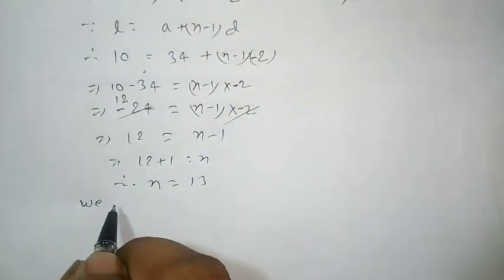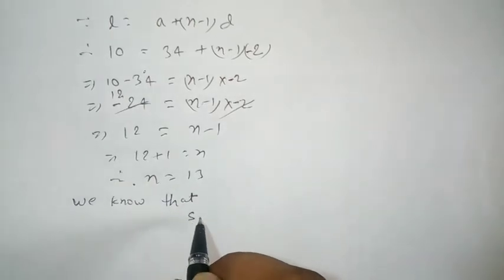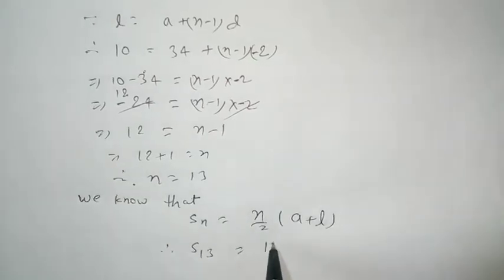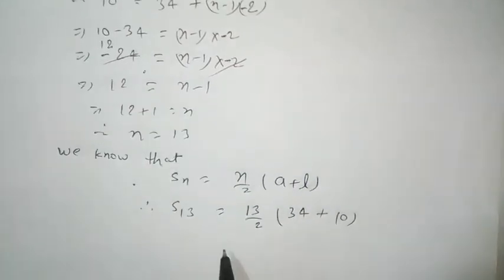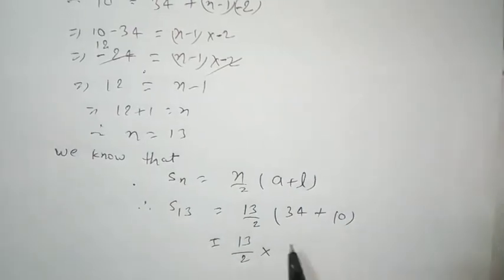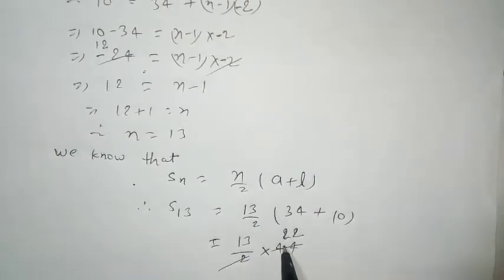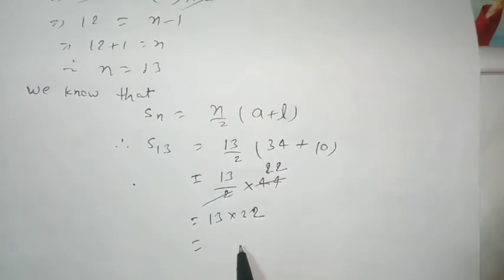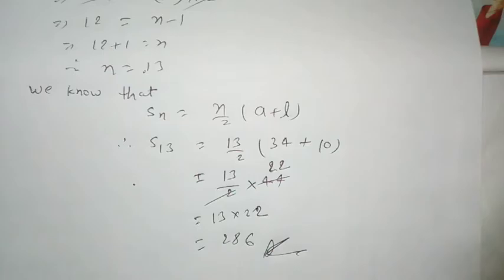Now we know that Sn is equal to n by 2 into a plus l, therefore S13 is equal to 13 by 2 into 34 plus l 10 is equal to 13 by 2 into 44. 44 divided by 2, then we get 22, so 13 into 22 is 286. Your answer is 286.